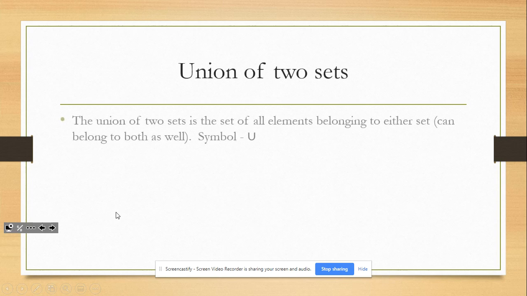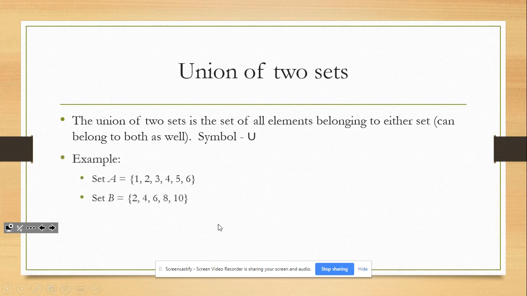The union of two sets is the set of all elements belonging to either set. They can belong to both as well. Notice the symbol is just a regular U, but notice it is not slanted or in italics. Here's an example. We'll use the same sets from last time where A is 1 through 6 and B is 2, 4, 6, 8, and 10. The union of these two sets is 1, 2, 3, 4, 5, 6, 8, and 10. We join the two sets together and we do not write any repeats.